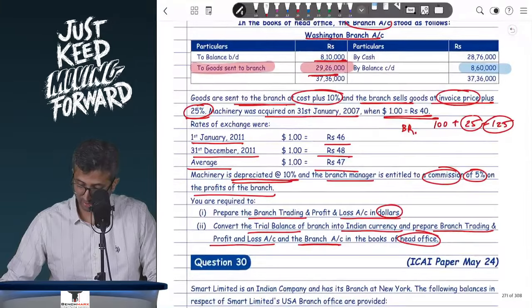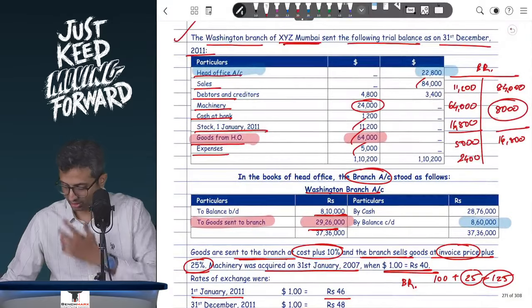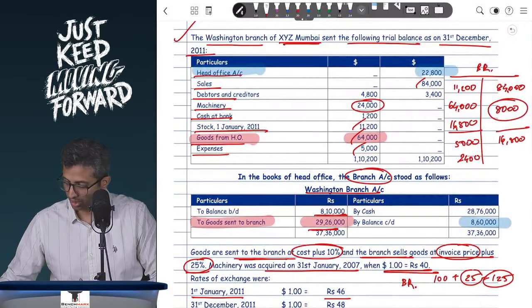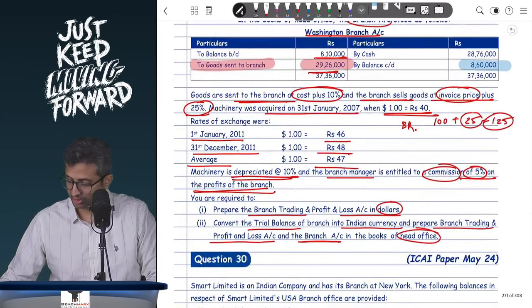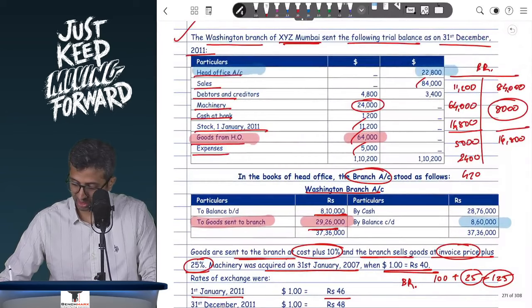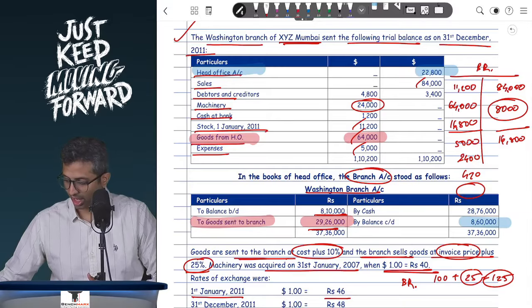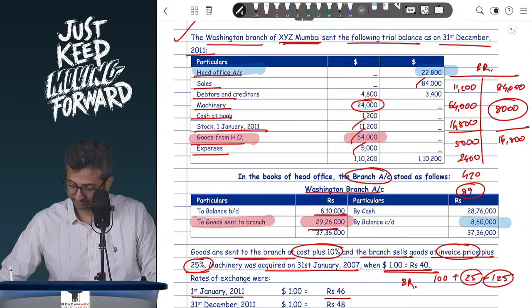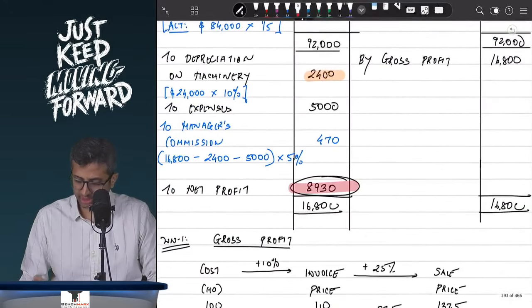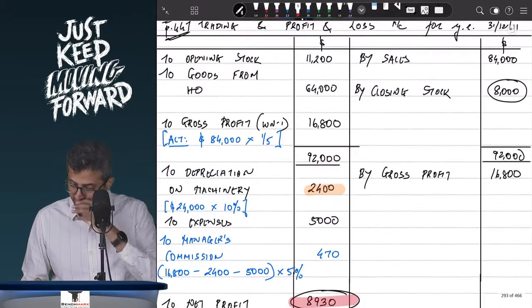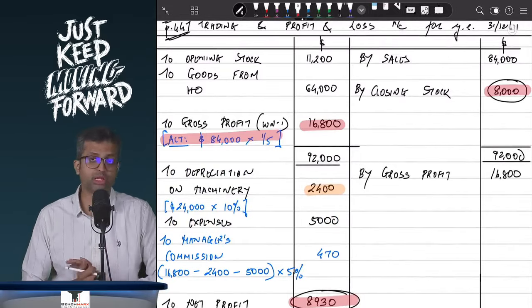And there is also some commission. Branch manager is entitled to commission of 5% of the profits of the branch. So over here, this is 16,800 minus 5,000 minus 2,400. Maybe this is 9,400 into 5%. If I am not wrong, this is 470. And thereby, you will get 470 and I think 8,930. This will be the profit ultimately. As you can see, 8,930. This is your trial balance considering everything. The important thing over here is calculation of the 16,800 in a stock becoming 8,000.